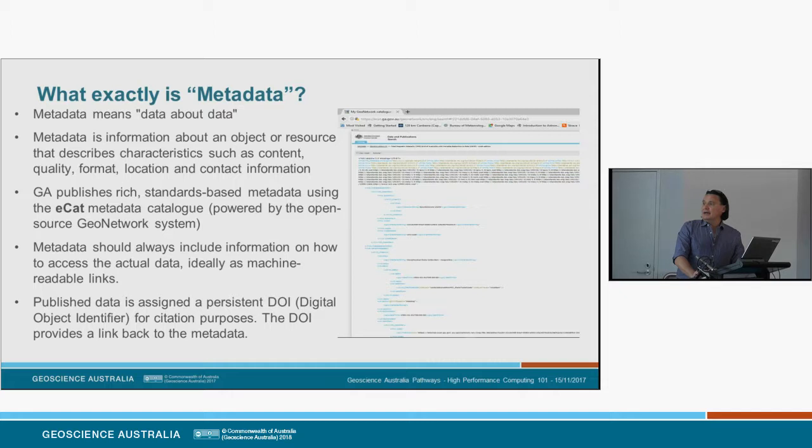So we assign digital object identifiers to data sets, and what these are used for is data citation. So when somebody uses the data and publishes a research paper or something like that, they cite the digital object identifier, and that DOI can actually be used as part of a URL to take you back to the metadata, and the metadata should tell you how to get that data. So it helps with reproducibility and good science.